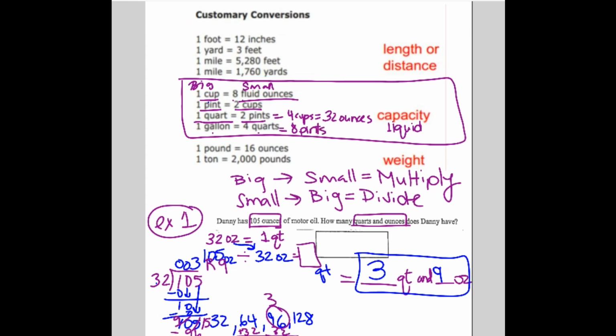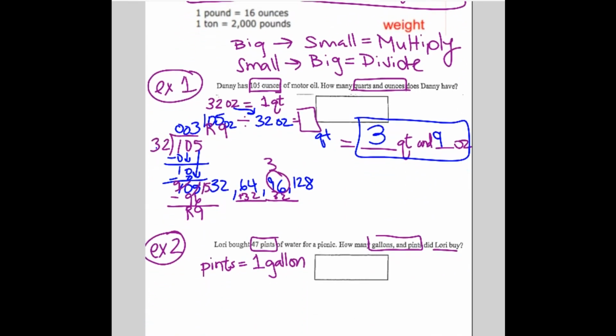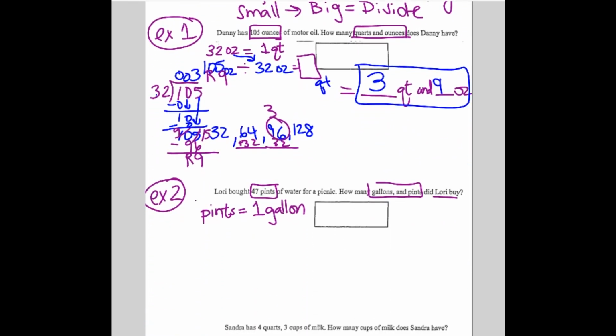Okay, I think we got it. All right, so 1 gallon equals 8 pints. Let's go ahead and fill that in. So 8 pints equals 1 gallon. Looks like we're going from small to big. So that means we divide. And what are we going to divide? Our 47 divided by the 8.